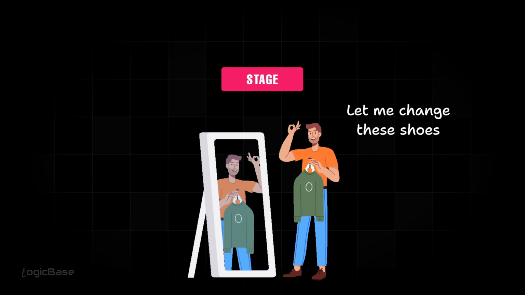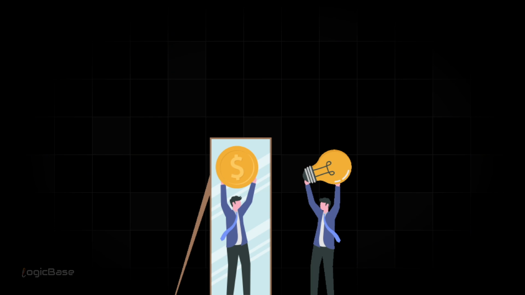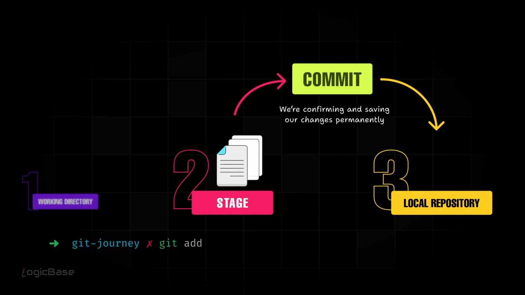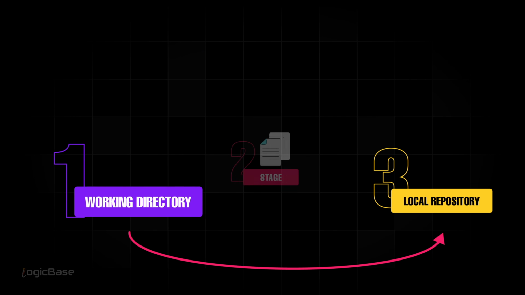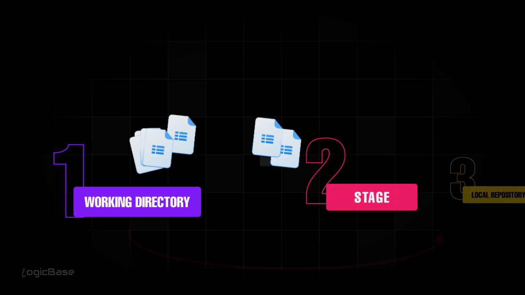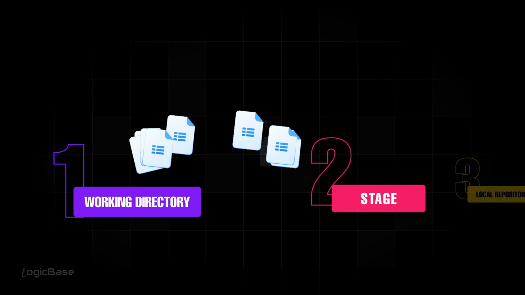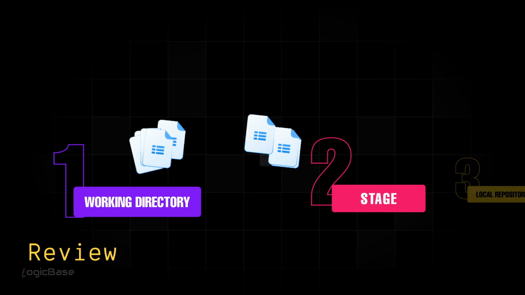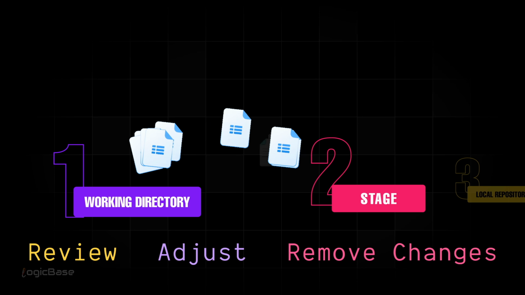If something's off, you can fix it right there. Once you are satisfied and everything looks perfect, that's when you finally leave for the party. Git works in the same way. Instead of going straight from the working directory to the local repository, we first move our changes to the staging area. This is an intermediate step where we can review, adjust, or even remove changes before saving them permanently.